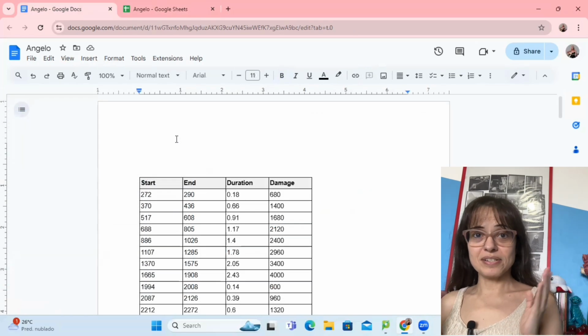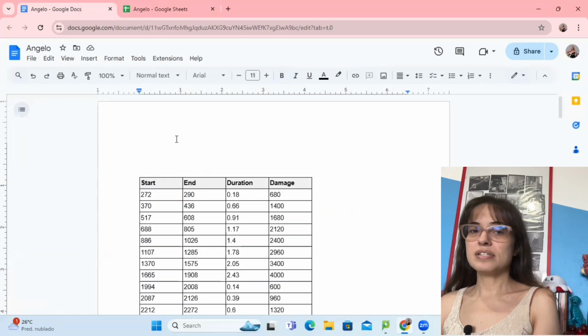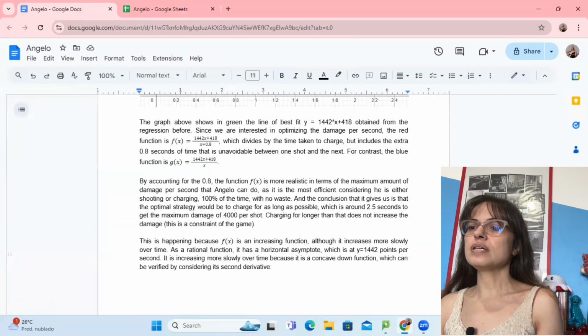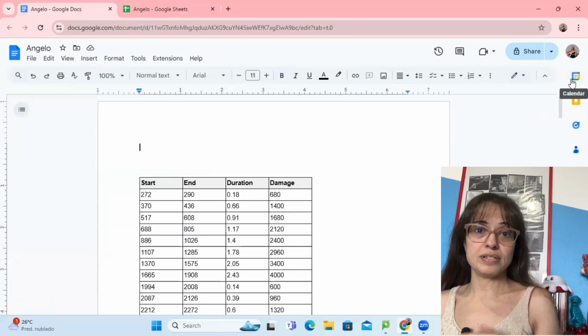But I haven't really started writing the IA yet. The table is just here. And actually, I have written some things, but this is not a completed text.